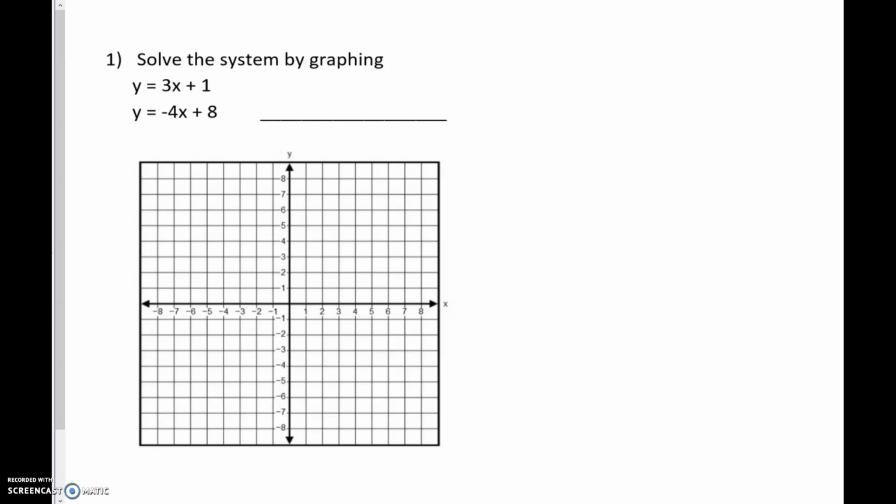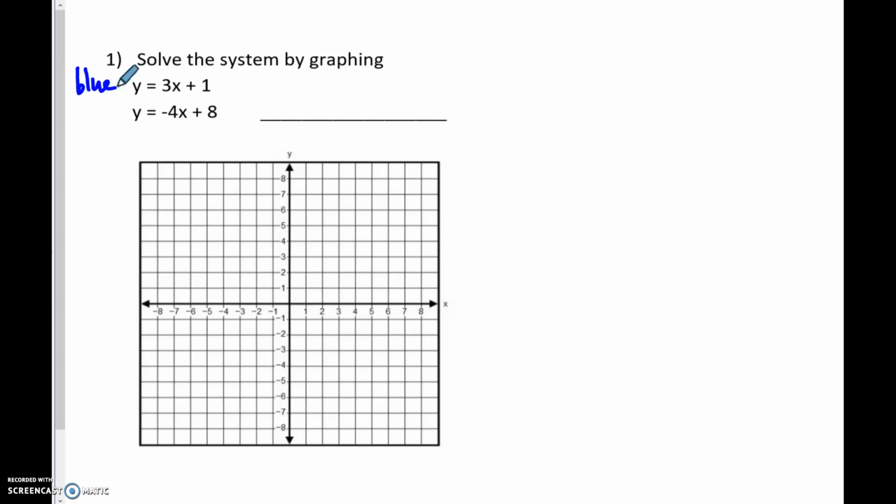Hello, mathletes. In this video, we are going to be correcting an assignment that you just did, which is a worksheet which has 4 questions on it. So the first one is to solve the system by graphing. I'm going to do this first one in blue.